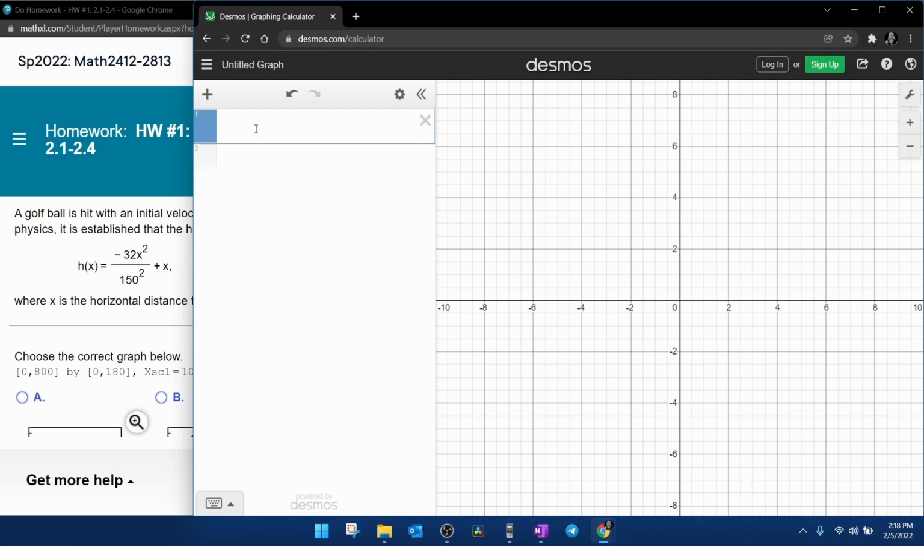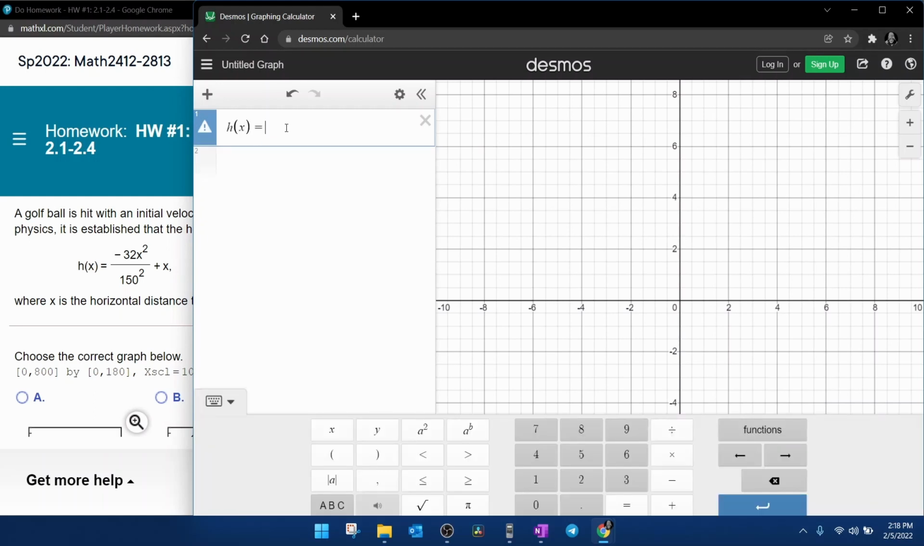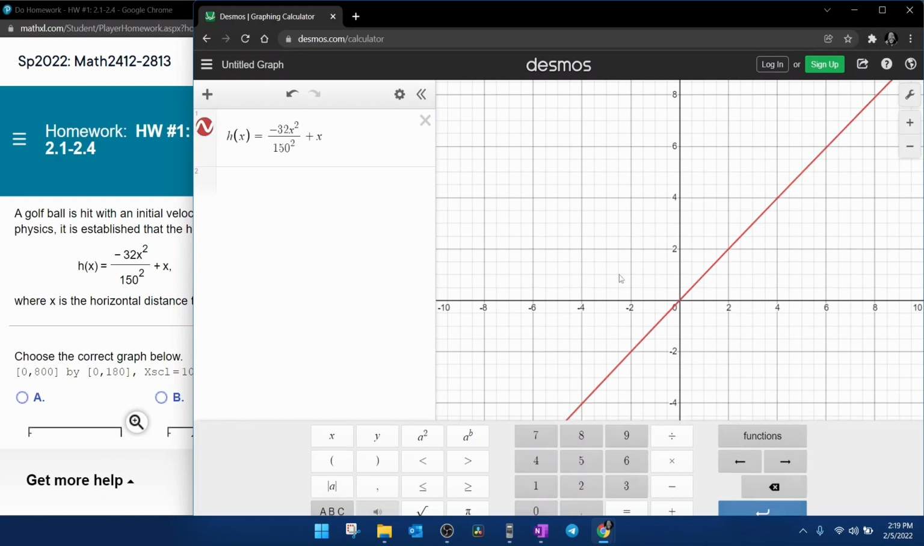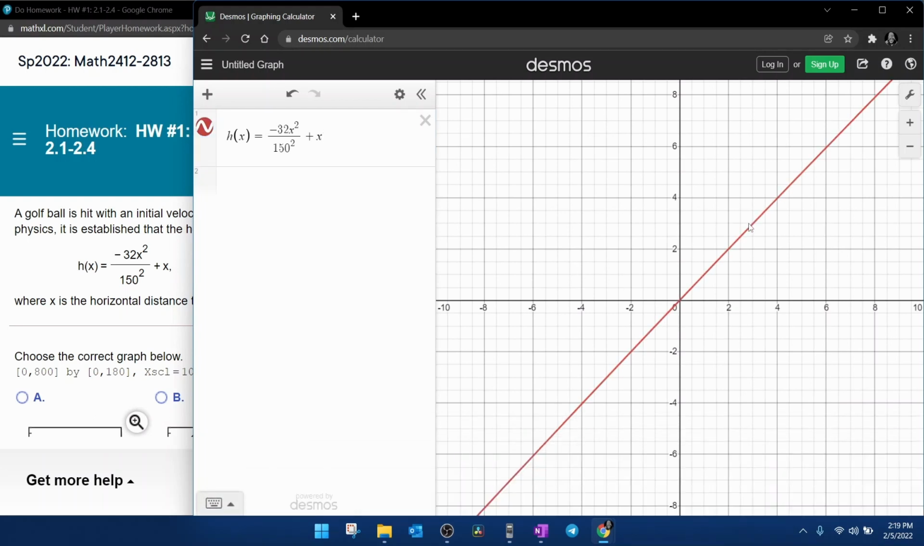In Desmos, in this bar here, we can type in h of x is, and to input a fraction, we're going to use the divided by. That'll set up a fraction. Negative 32, we can say x squared, clicking on the bottom, 150 squared, and then plus x. And in Desmos, notice it looks almost like a straight line. It's not linear, obviously, it's quadratic.